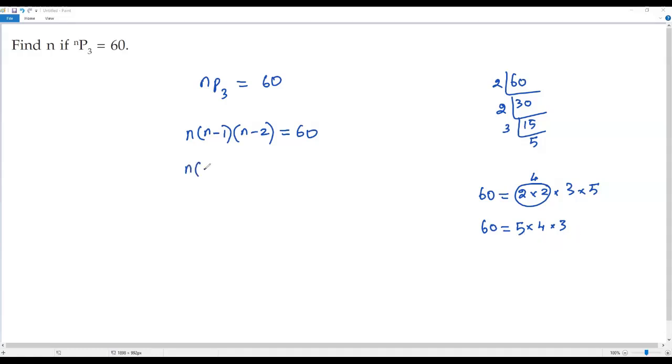Let me write this here: n times (n minus 1) times (n minus 2), and 60 can be written as 5 times 4 times 3. On the left side we have a product of 3 consecutive integers in descending order, and the same on the right side. Whenever such products are equal, we can equate the integers at the same position. The greatest integer on the left side is clearly n. The greatest integer on the right side is 5. So n and 5 must be equal. Now I got the value of n: the value of n is 5.